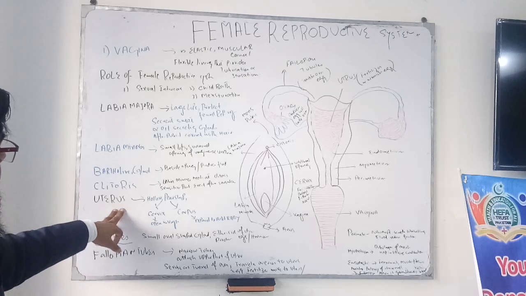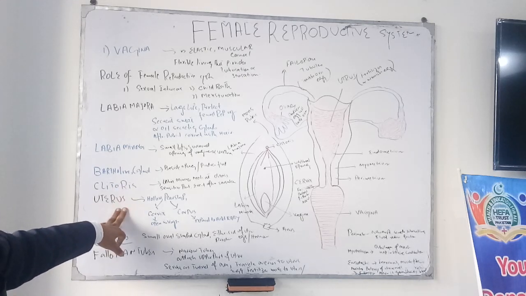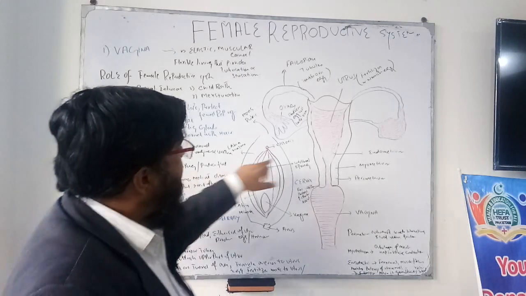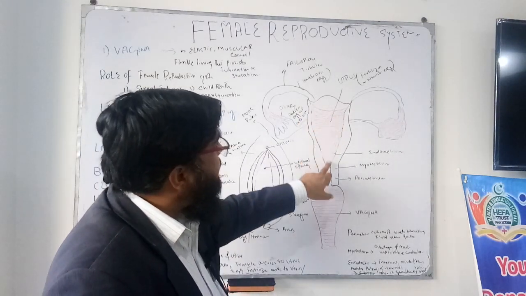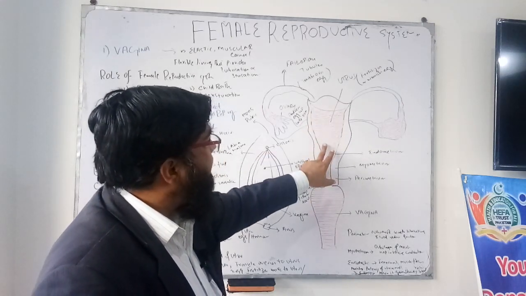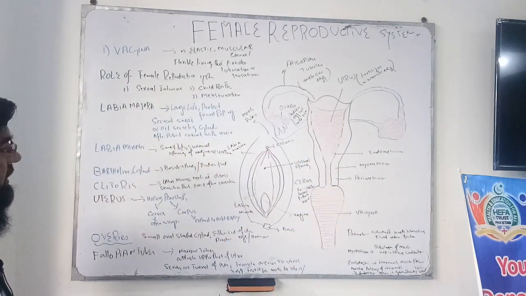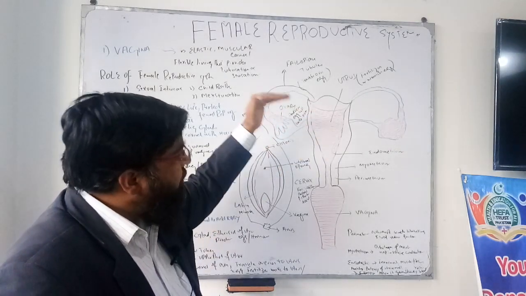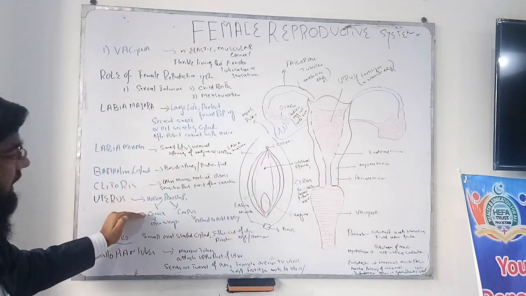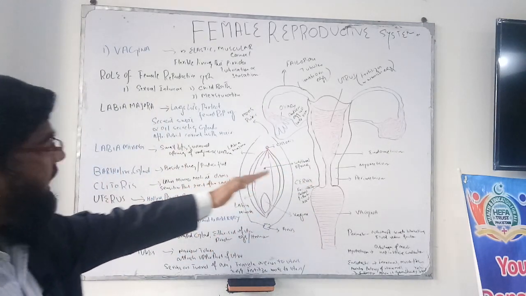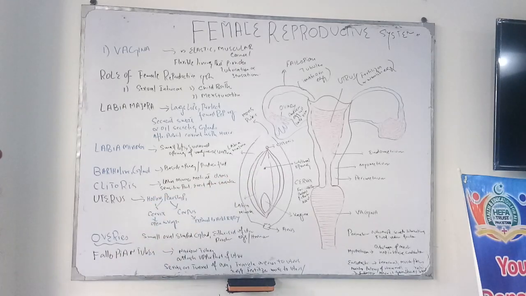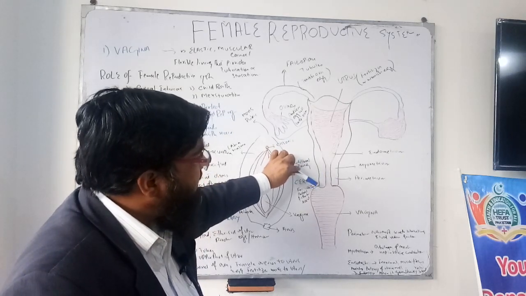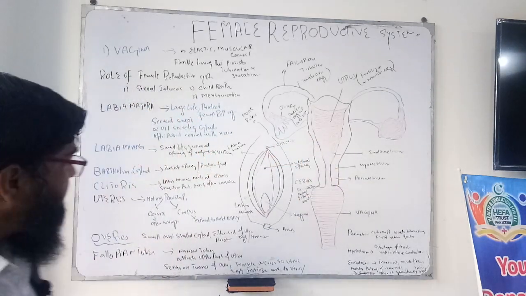Then after the clitoris we will discuss the uterus. In the figure, in the picture, you will see that this is a hollow uterus present here. The uterus is pear shaped and it is divided into two parts. The first one is called the cervix and the second one is called the corpus.